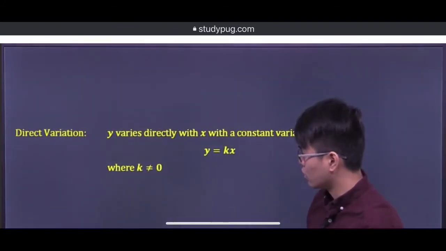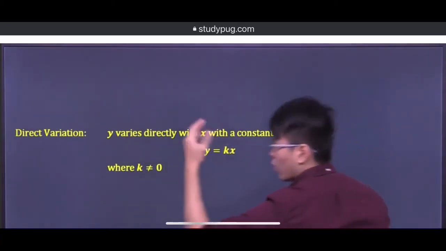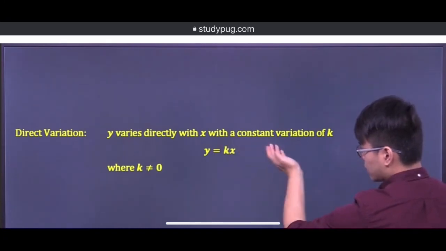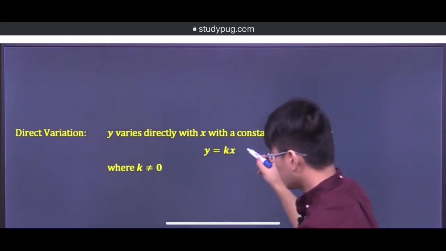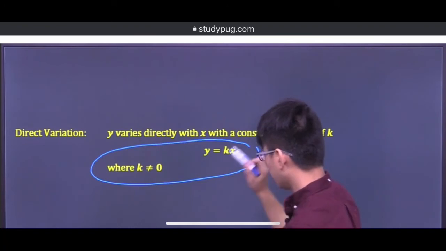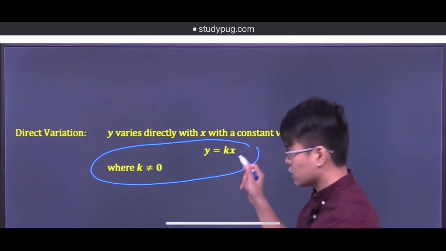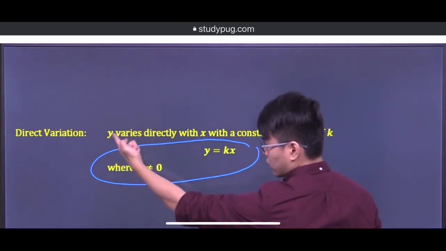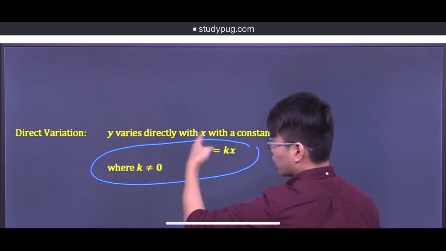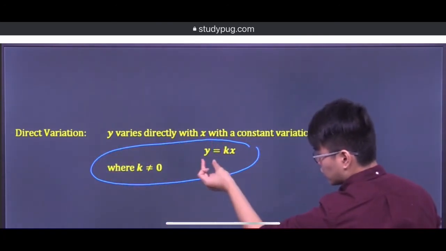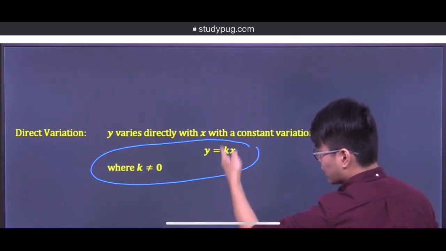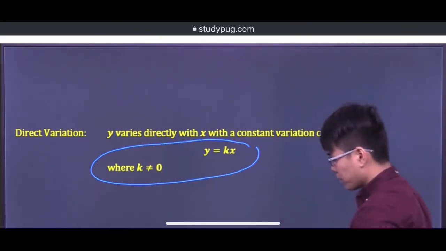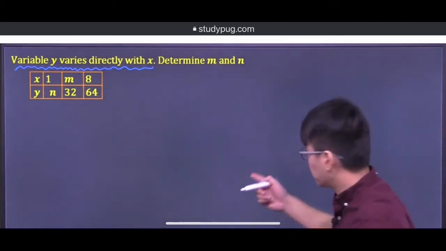Let's go back to our notes really quickly. When y varies directly with x, with a constant of variation k, we can write y equals k times x, where k cannot be 0. The y, the thing that varies directly with another variable, goes here, y equals k times x, where x is the second variable in the statement. So all we need is that equation.